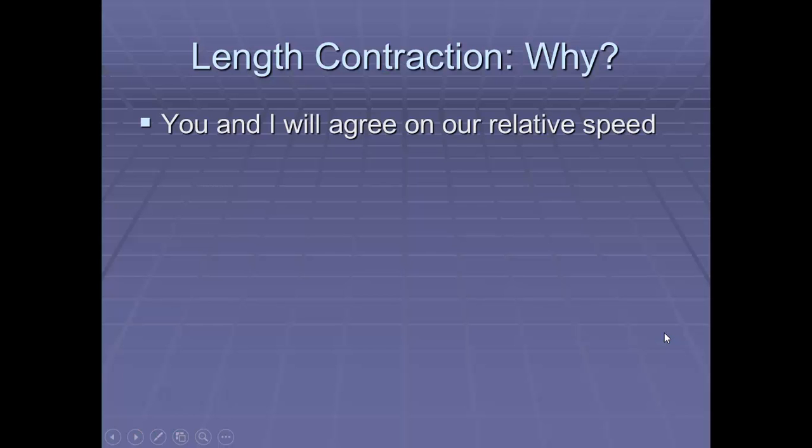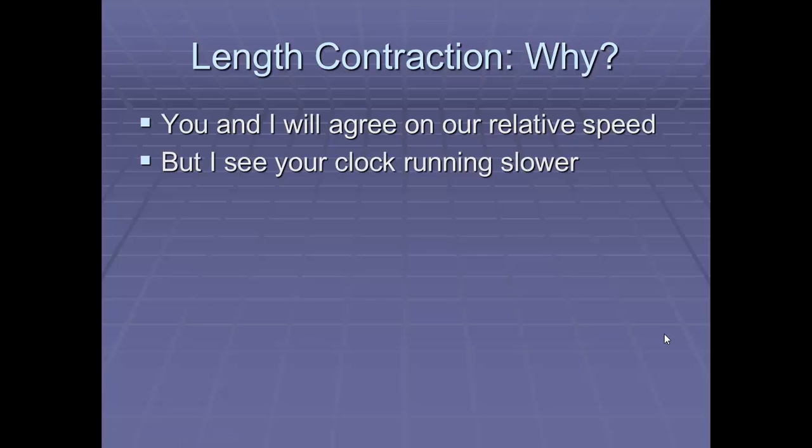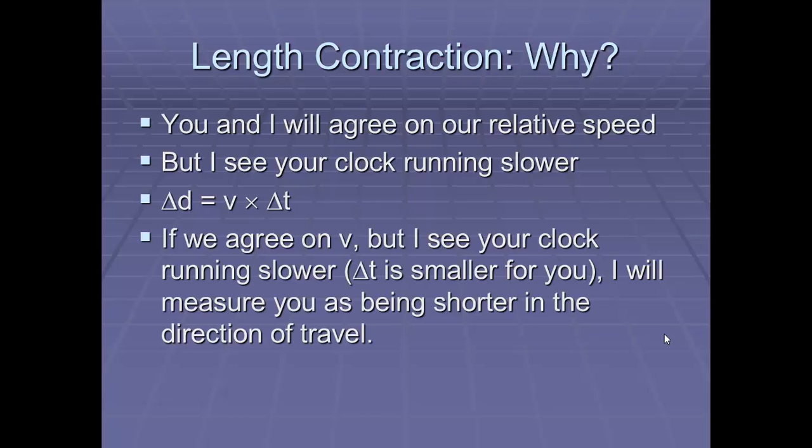Now, why does this length contraction take place? Well, if you and I agree on our relative speed, I see your clock running slower. So if I look at the distance travelled, it's going to be velocity times change in time. But if we agree on the velocity and I see your clock running slower, that means I will measure you as being shorter in the direction of travel. So that's the key essence here. It's a consequence of recognizing that the clock is running slower as perceived.